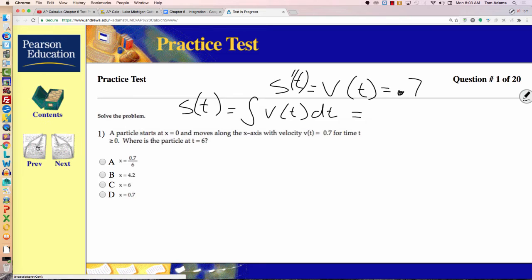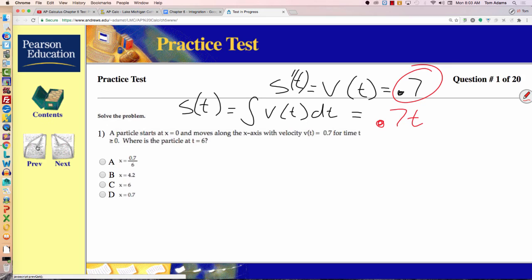What is the derivative, or what's the antiderivative of this? In other words, what is it that I got to take the derivative of that gives me 0.7? And I believe that you guys already know that it's 0.7 t. And think about that for a second, look at it.